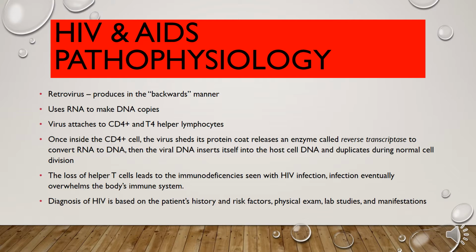So basically, it gets inside the CD4 cell, it converts RNA to DNA, inserts itself into the host DNA, and then that DNA just continually replicates just like it normally does in the body. Okay. The loss of the helper T cells leads to the immunodeficiency seen with HIV. Eventually, it overwhelms the body's immune system and will progress to AIDS. Diagnosis of HIV is going to be based on patient history, risk factors, physical exam, lab studies, and manifestations.